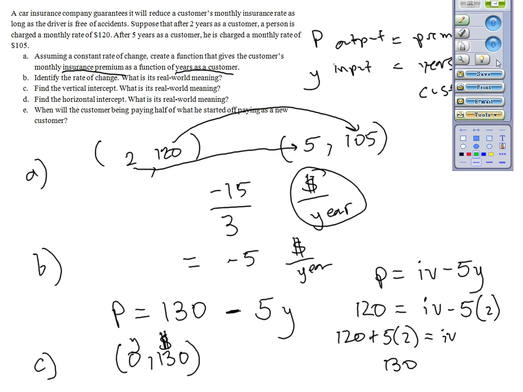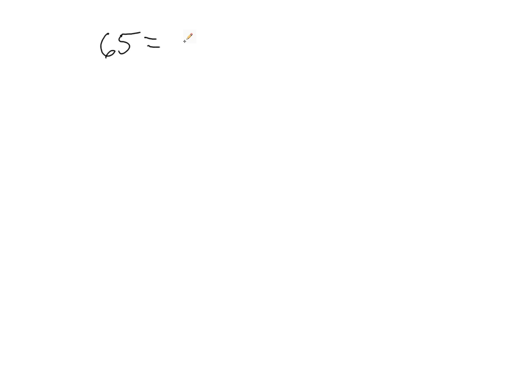The question is, when will the customer be paying half of what he started off paying as a new customer? So I want to know, when is my rate going to be $65 if I started at 130 and I subtract $5 per year? So that's going to give me negative 65 equals negative 5y. So y would be 13 years.